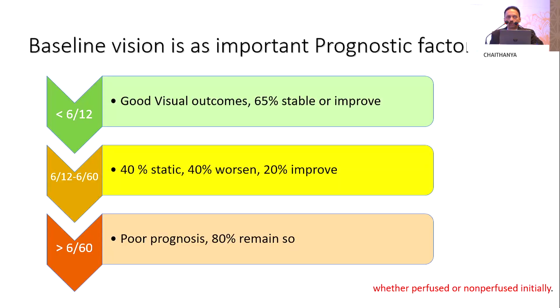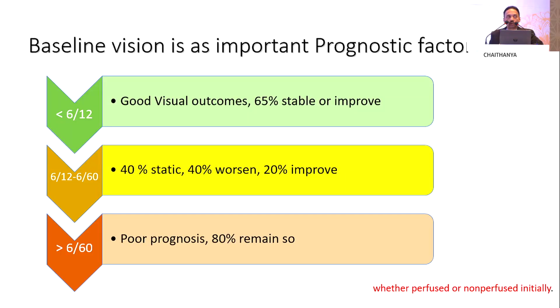So in terms of prognosis, the first thing that I would look at is the baseline visual acuity, because we know from the CRVO study and from the BRVO study that baseline visual acuity is very important. If you have a good visual acuity at baseline, then these patients tend to do well with or without treatment.